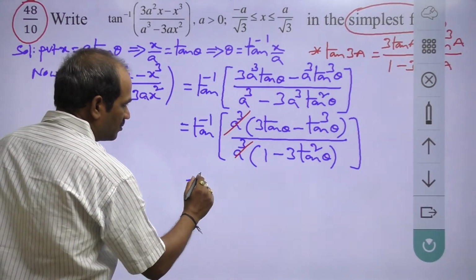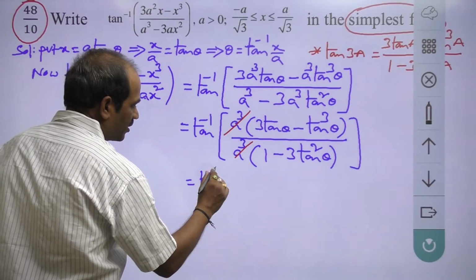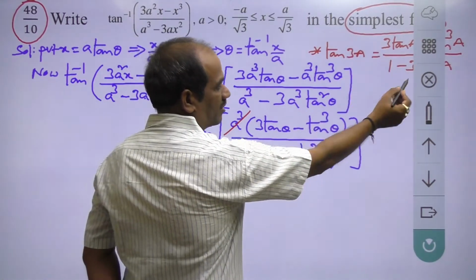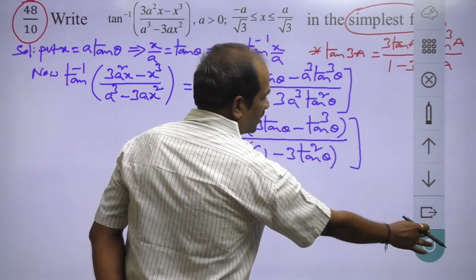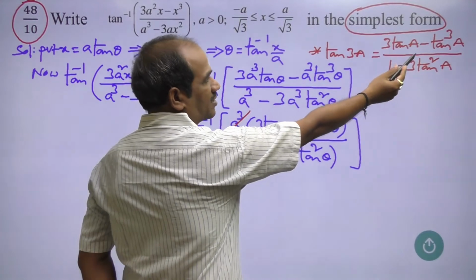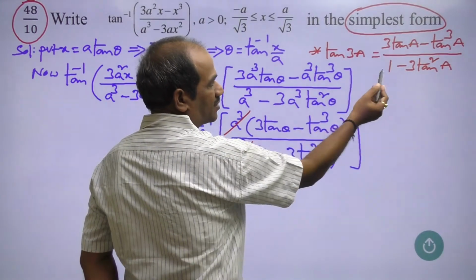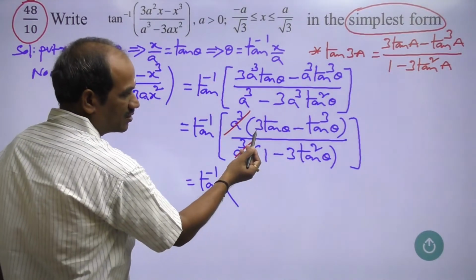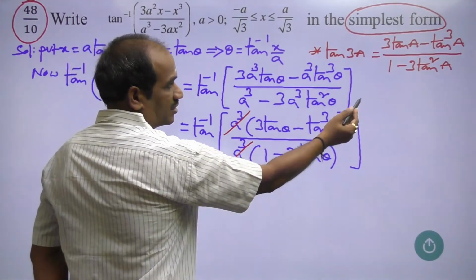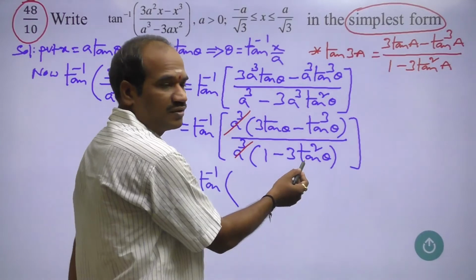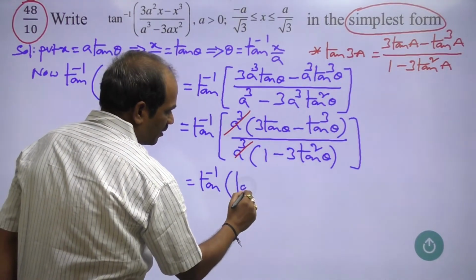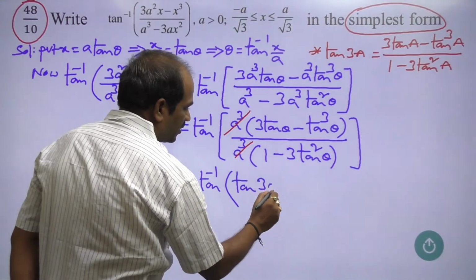So that is equal to tan inverse of... see here, in this formula: tan 3a is (3 tan a minus tan cube a) by (1 minus 3 tan square a). Apply this formula: 3 tan theta minus tan cube theta by 1 minus 3 tan square theta is tan of 3 theta.